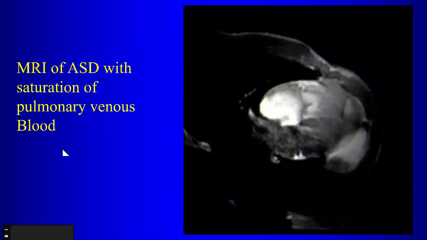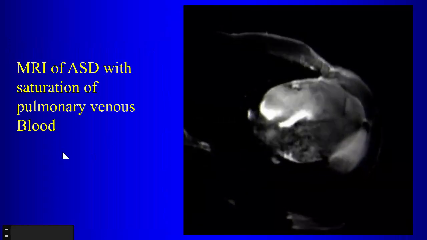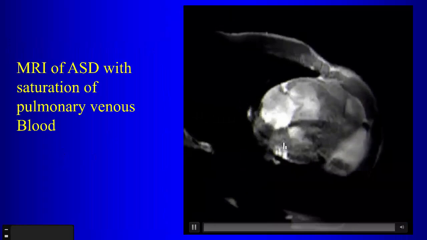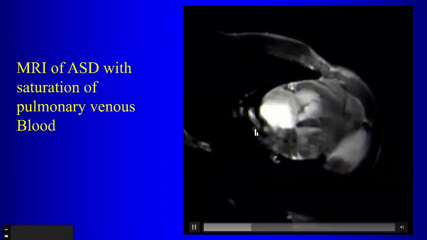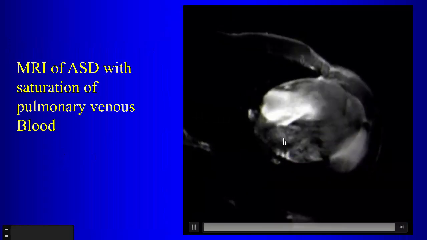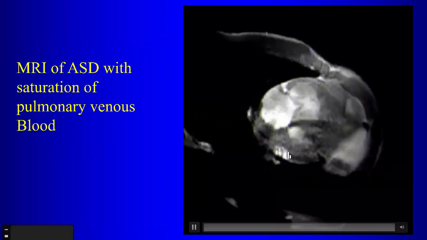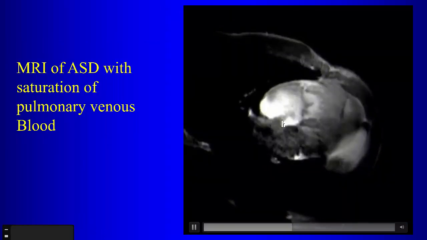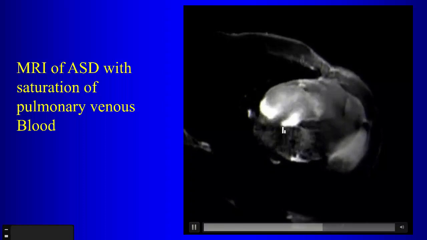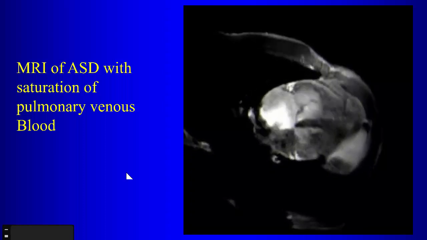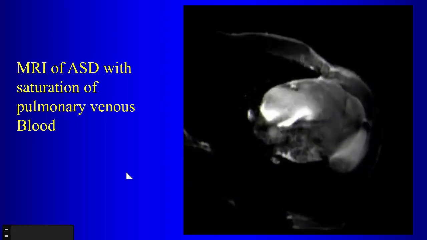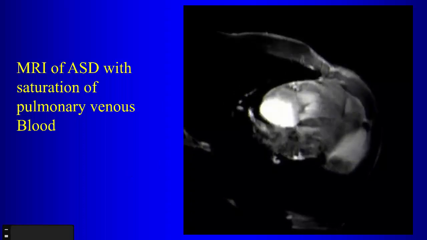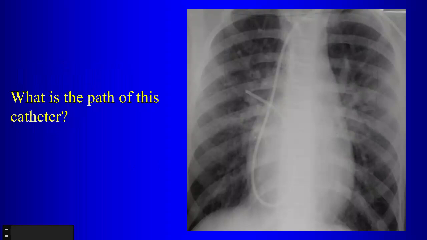And then a nice, clever way to demonstrate it is if you can apply saturation bands to the pulmonary veins as they're coming in to the left atrium. Then you saturate out that blood and you can actually see it going across the atrial septum. So it's a very cool way of demonstrating that. Okay, so next time you find one on the MR table, try this.